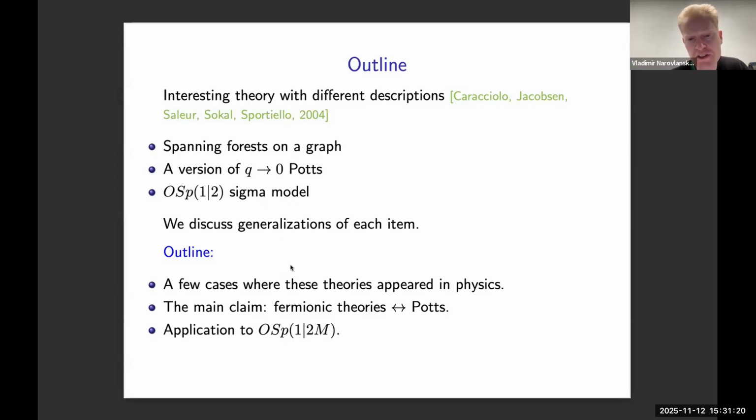So just the outline. First, I will give some motivation from physics, at least some context in physics. Not all of them, of course, where this appears. This will just be an overview of some of the related theories, just for interest. Then in the second part, I'll be much more concrete, and the main point that I will make is that there is an equivalence between a large class of fermionic theories and the Potts model as well. This will be a generalization of this example. And then I'll apply to, again, a generalization of the OSP1-2 case to OSP1-2M.